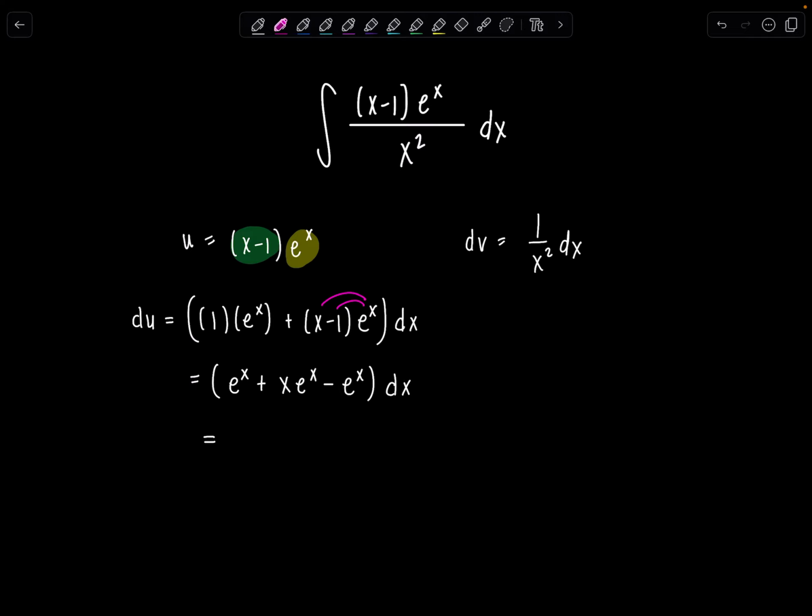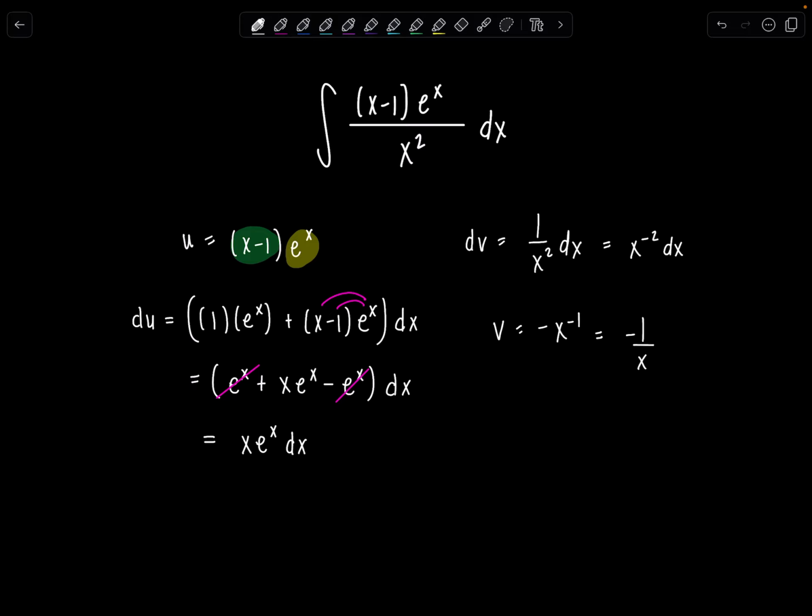And then, yes, are you getting excited too? These e to the x's cancel out. Fabulous. And we just have x e^x dx. Nice. Now, to find v, we have to take the antiderivative of 1 over x squared. If you need to remind yourself, this is x to the negative second dx. That might be helpful. So remember, when we take an antiderivative, we add 1 to the exponent and we divide by the new exponent.